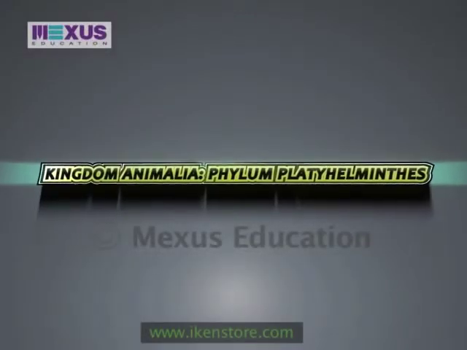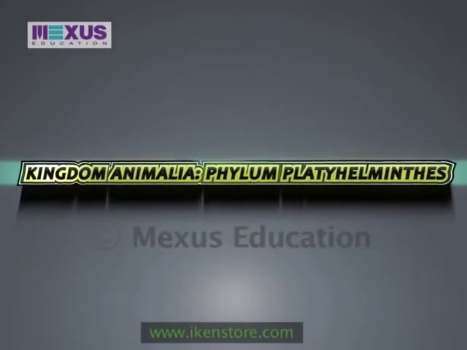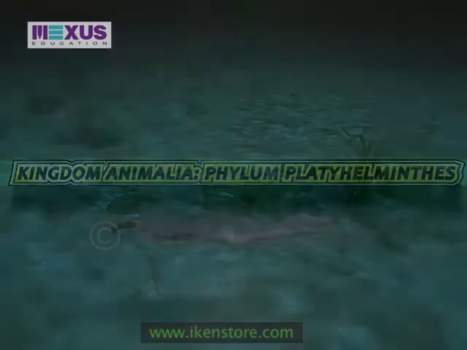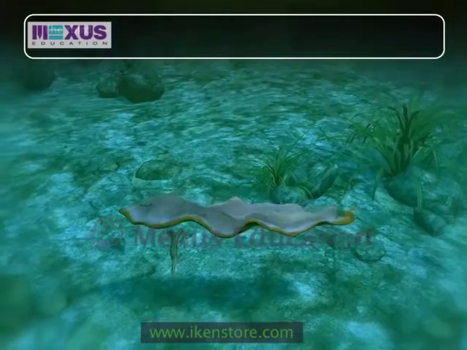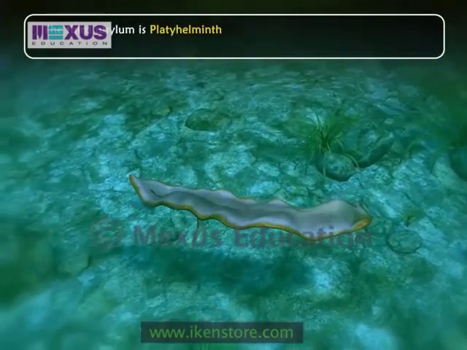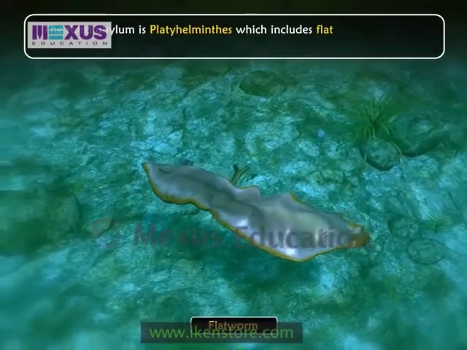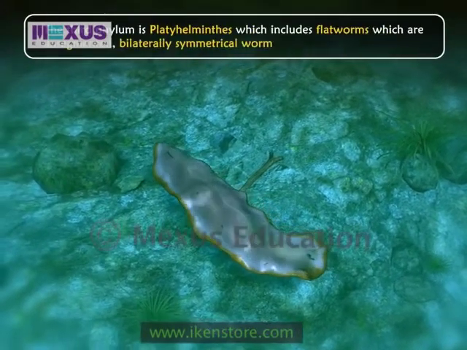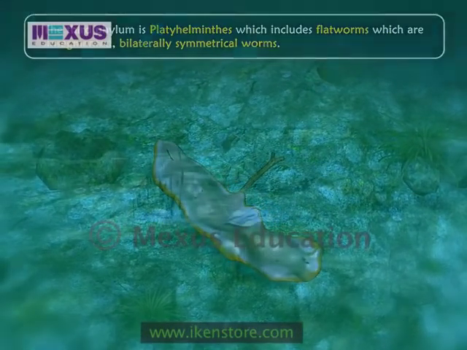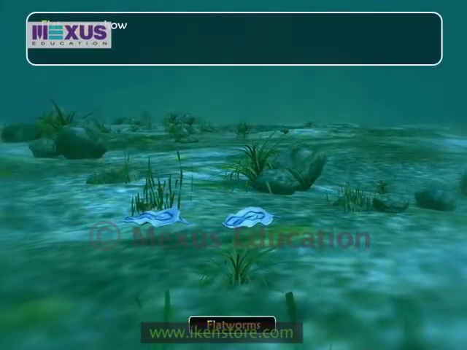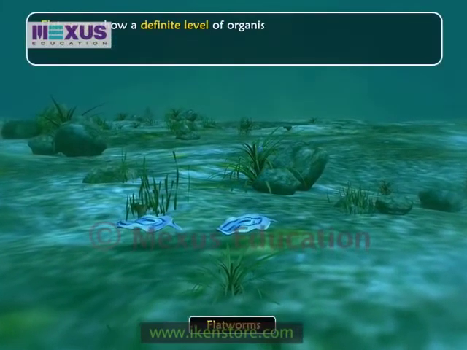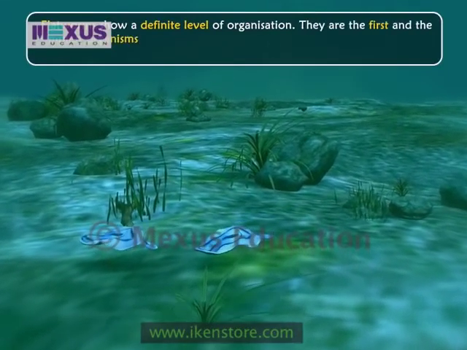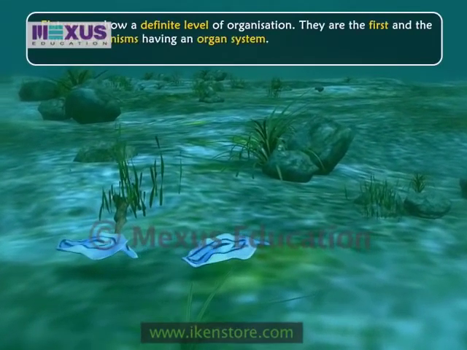Kingdom Animalia. Phylum Platyhelminthes. The third phylum is Platyhelminthes, which includes flatworms, which are unsegmented, bilaterally symmetrical worms. Flatworms show a definite level of organization. They are the first and the simplest organisms having an organ system.